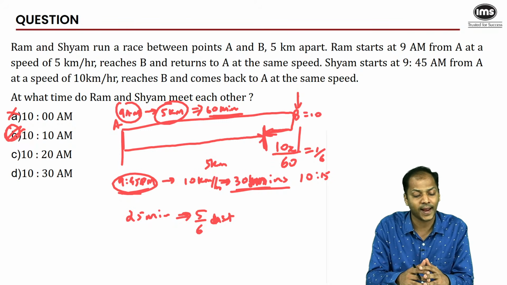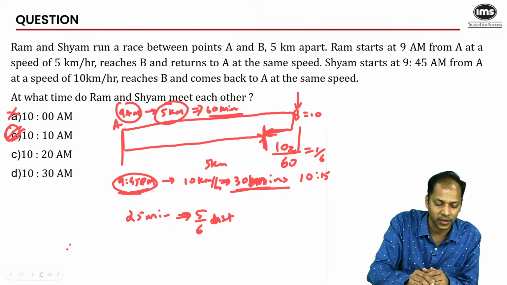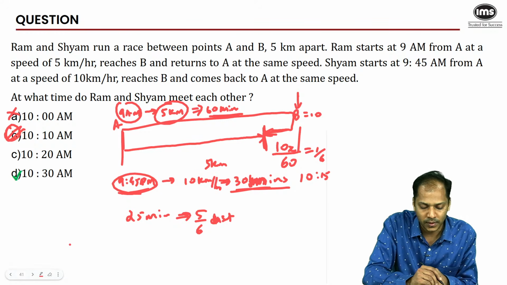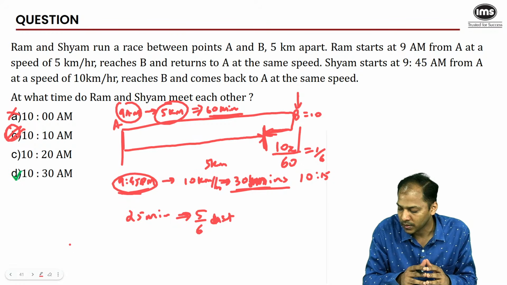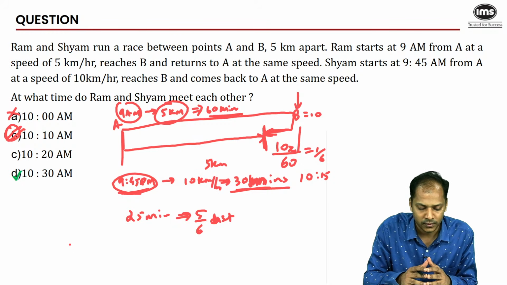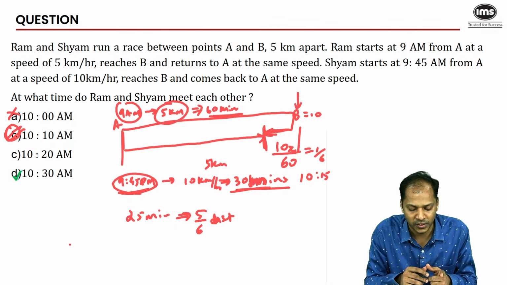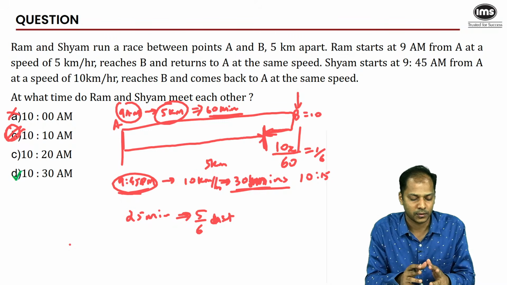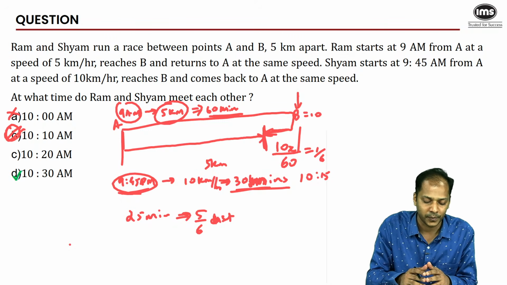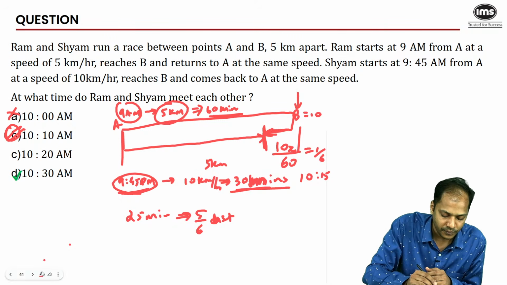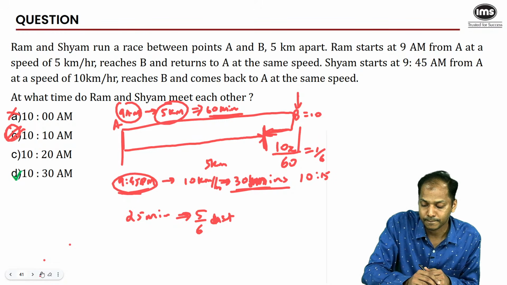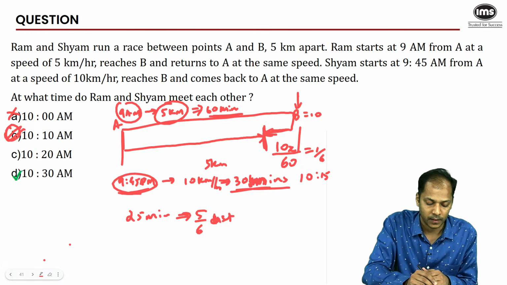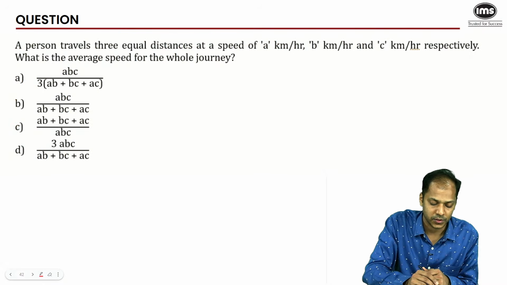So Ram and Shyam meet at 10:10 a.m. Let's go ahead to the next question. Oops, the answer marked here is 10:30. But I think there is some mismatch here. The answer to this question should be 10:10 only. Okay. Chalo, let's go ahead.